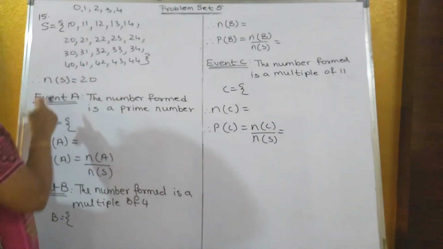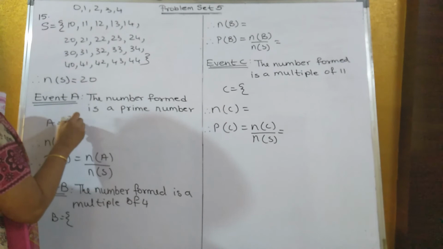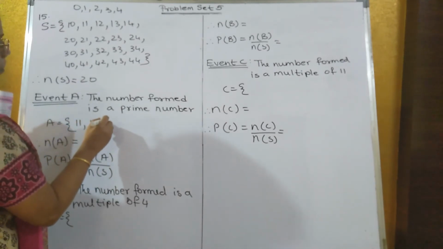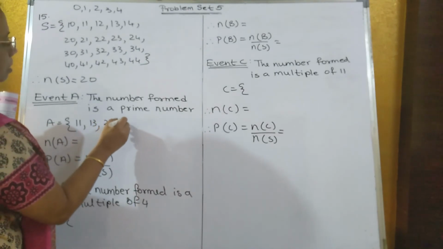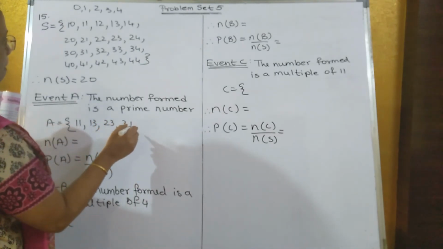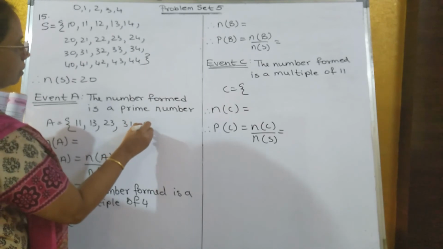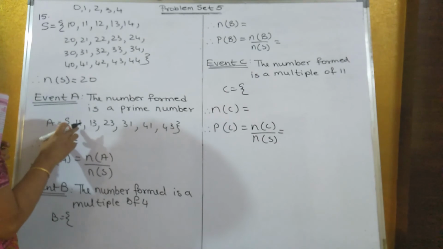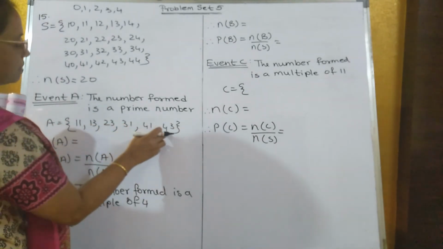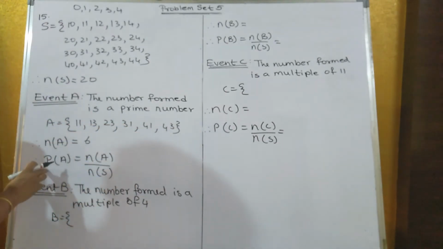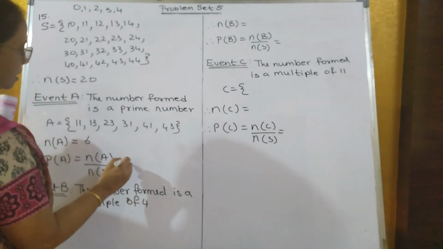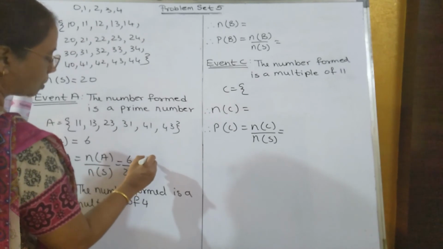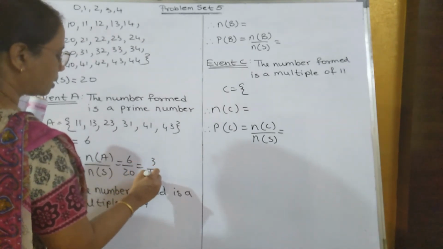The number formed is a prime number. So remove all the prime numbers from the sample space. So which are the prime numbers? 11, 13, 23, 31, then 41 and 43. How many elements are there? 1, 2, 3, 4, 5, 6. So 6 elements are there. So Pa is equal to Na upon Ns, that is 6 upon 20. That's equal to 3 upon 10.